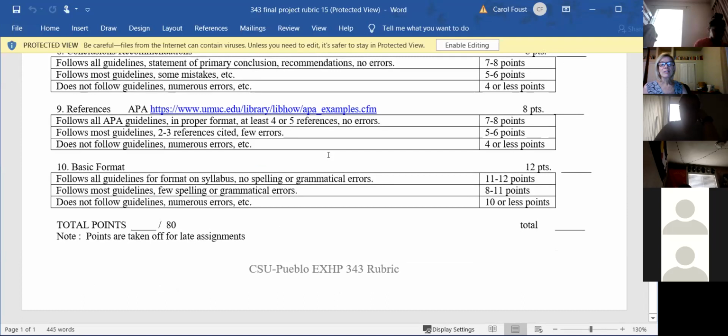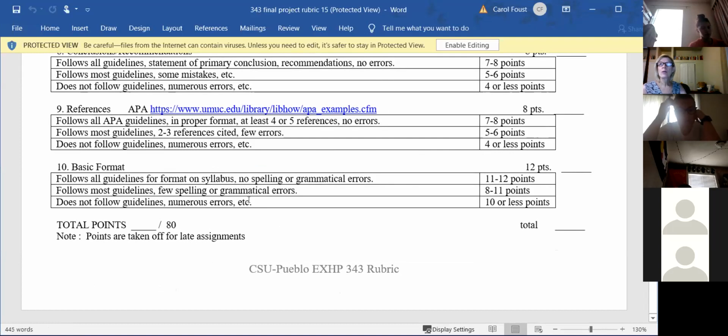And then I would have my references, and I give you an example of what APA is. So here's the example right here. You can just click on it. It takes you to some examples of APA referencing. In order to get full points, you need at least 4 to 5 references. If you have 2 to 3, you'll get less points. If you have no references, you'll get 0 in that area.